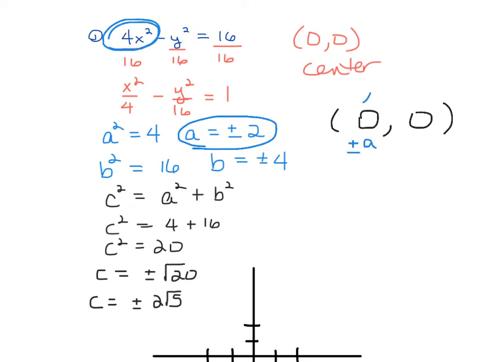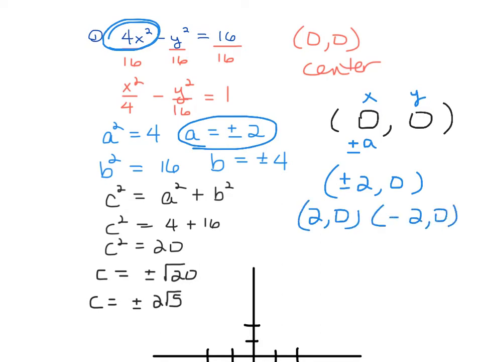So I'm going to add it to the x of the center. If the y squared were first, then I'd add and subtract the a to the y. So my vertices are going to occur at plus and minus 2, 0. If you want to write them as two individual ordered pairs, you can, or you can leave it as the plus minus. This is where the vertices of my hyperbolas are going to be located.